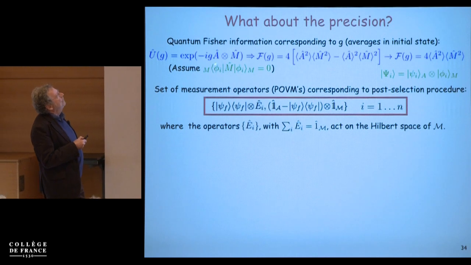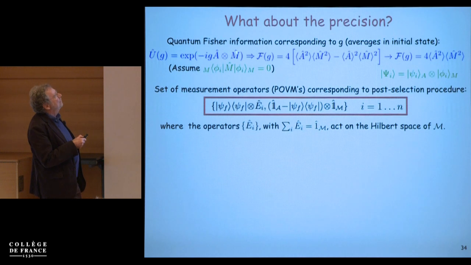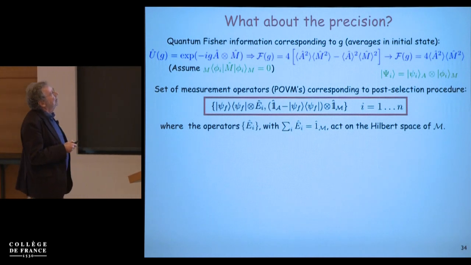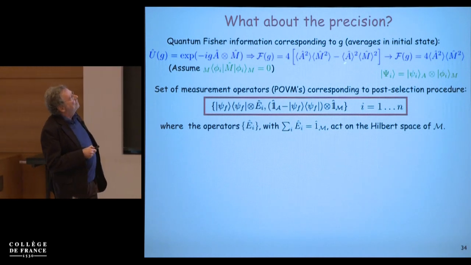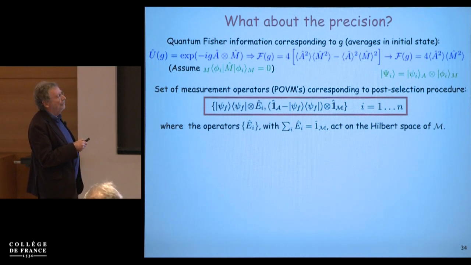So again, you see the evolution operator is like that, and now we just turn the crank again, use the theory of quantum metrology. From this evolution operator here, we know how to calculate the quantum Fisher information. It's just the variance of this generator here, A cross M. This is equal to that. And I'm going to assume for simplicity that the average of M, see these averages are taken in the initial state, is equal to 0.